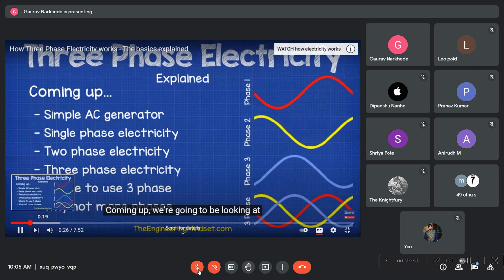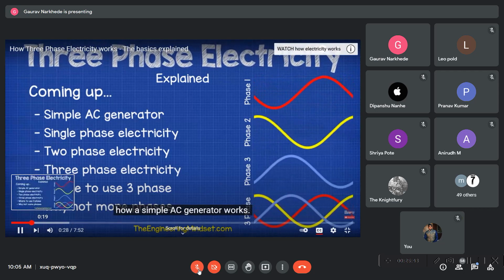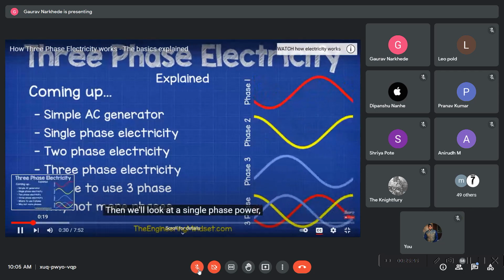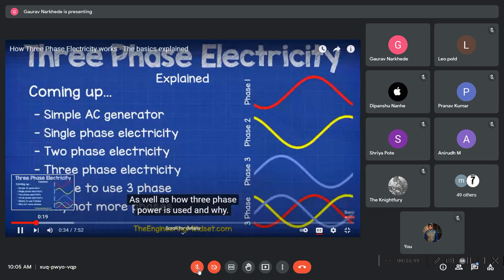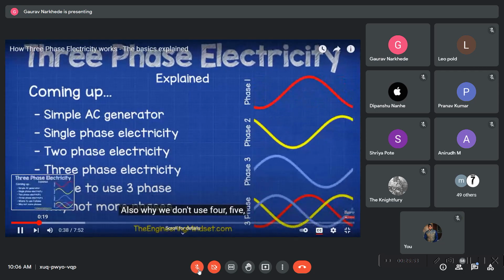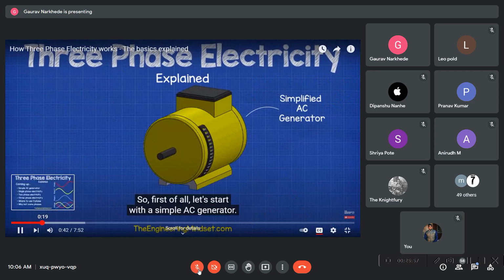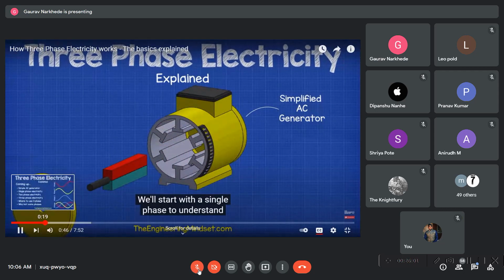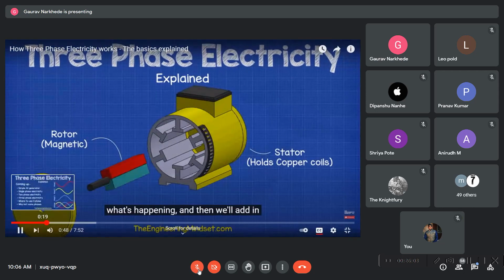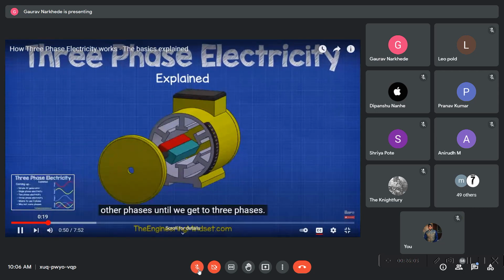Coming up, we're going to be looking at how a simple AC generator works, then we'll look at single-phase power, then two-phase power, and then finally three-phase power, as well as how three-phase power is used and why, also why we don't use 4, 5, 6-phase, etc. power. So first of all, let's start with a simple AC generator. We'll start with a single phase to understand what's happening, and then we'll add in other phases until we get to three phases.